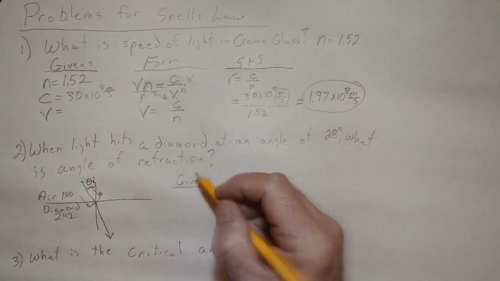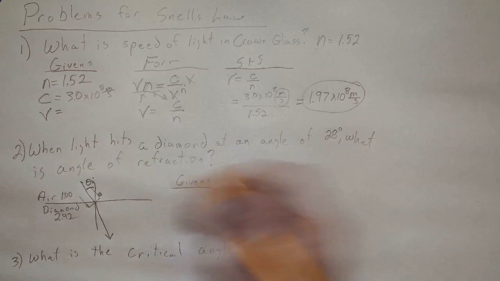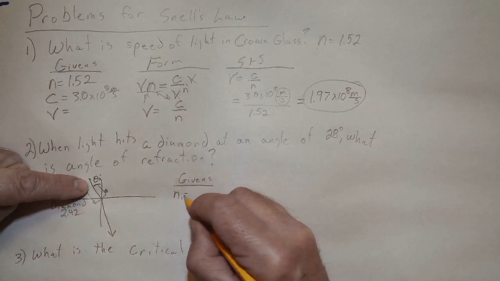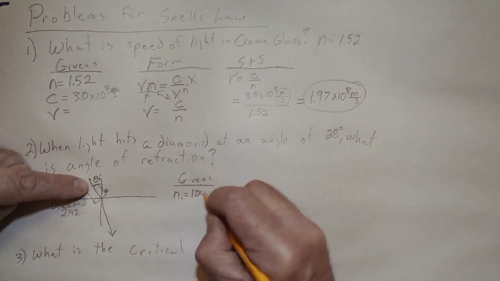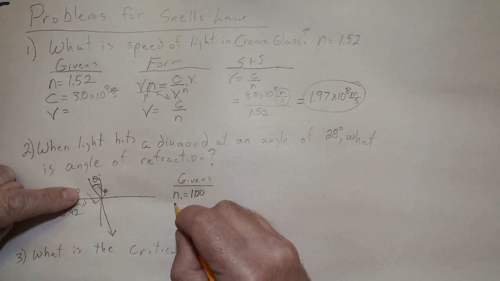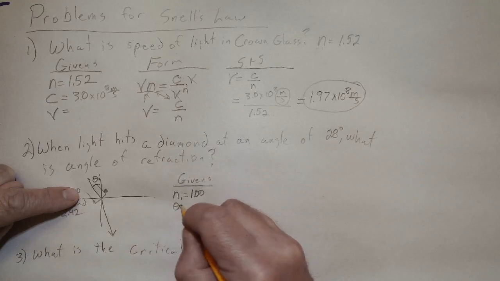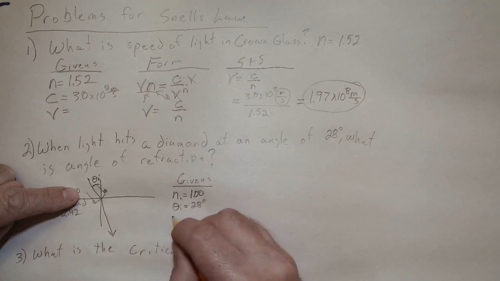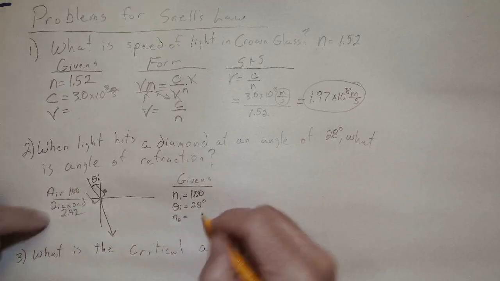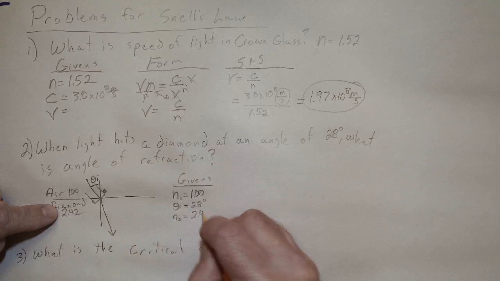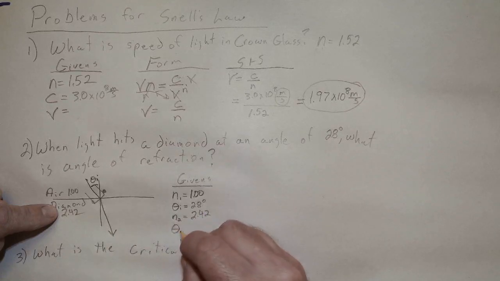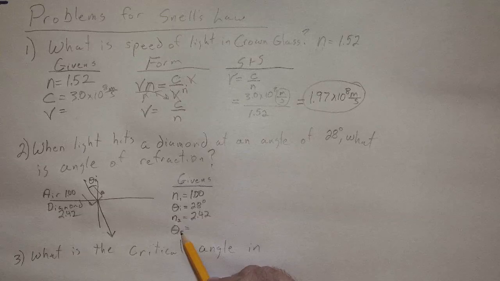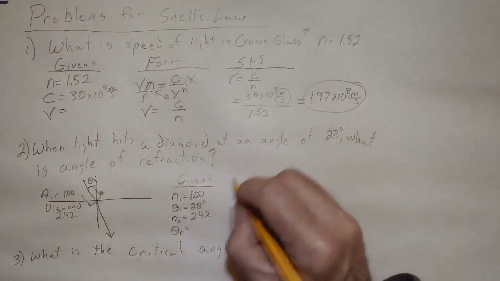Remember the formula is n1 sine theta 1 equals n2 sine theta 2. So n1 is the incident medium. That's air, that's 1.00. The theta I, or theta 1, is 28 degrees. N2, which we also know, diamond, is 2.42. And we are looking for the theta r, the amount of refraction that we have. What's the angle of refraction we have?